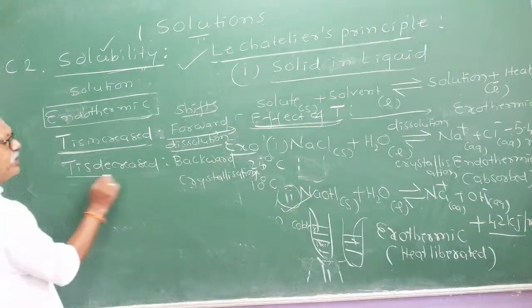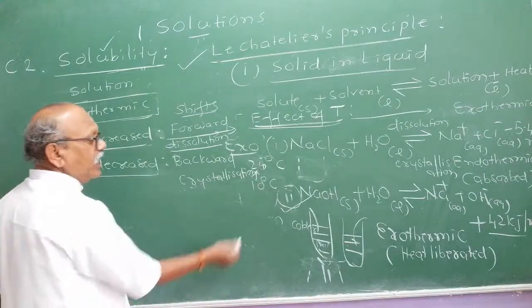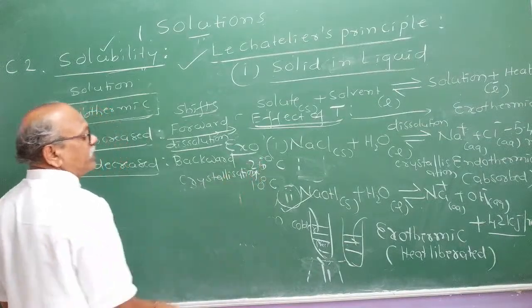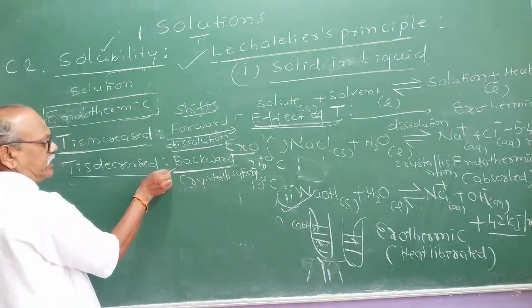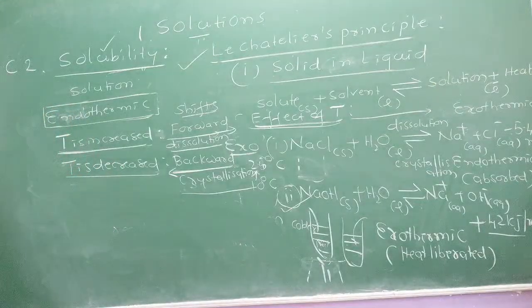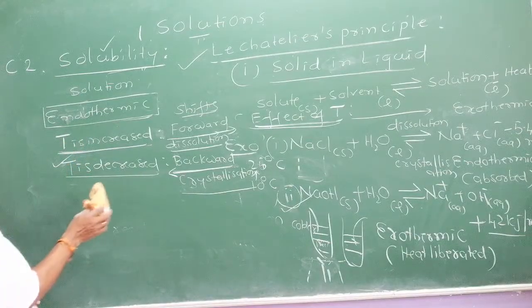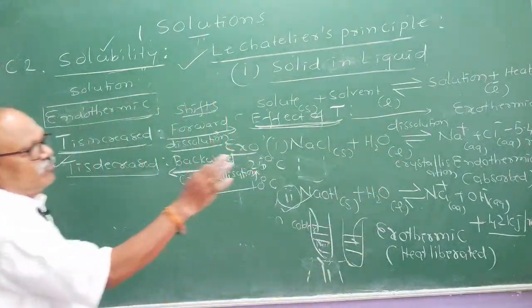Now, if the temperature is decreased, say I cool it to 10 degrees centigrade, again to come back to 25 degrees centigrade, backward reaction takes place. So that more crystallization takes place. I hope you understood. Is it clear? That is the effect of temperature. You will be asked the effect of temperature. I think I made you very clear.